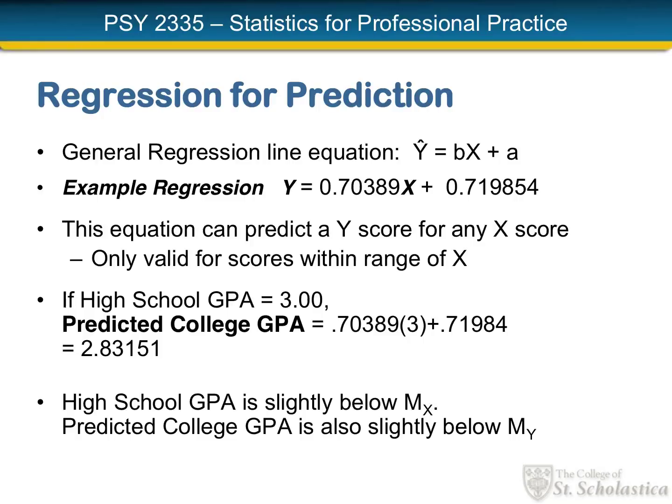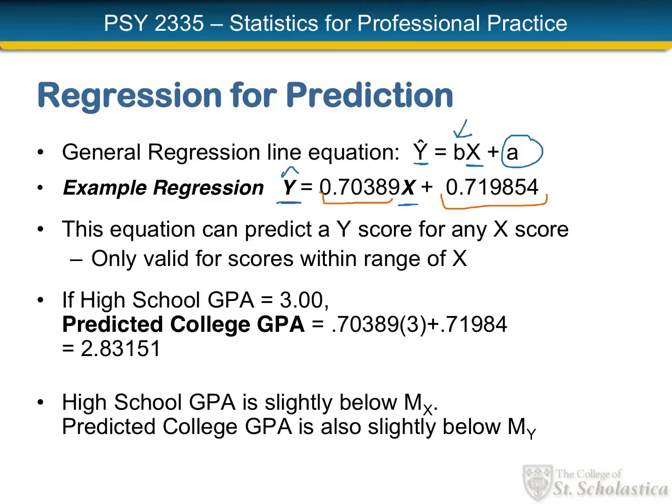Our general regression line equation that we saw in the last video shows us that we have a predicted y, or dependent variable score, that's based on our independent variable multiplied by the slope with the intercept added on. The example that we worked looked at our high school GPA as an independent variable to predict, so I'm going to put the little hat on it, our college GPA as a dependent variable, and that we would take the high school GPA, multiply it by the slope, and add on the intercept.